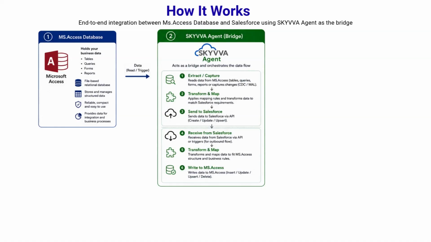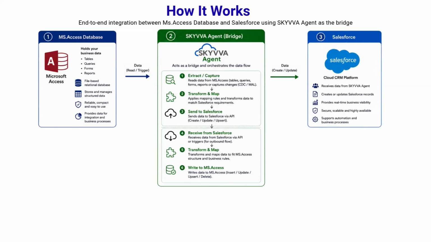Throughout both processes, the SKYVVA agent monitors the integration, records execution logs, and handles errors to ensure reliable data synchronization. Step 3. Salesforce. Salesforce receives the processed data from the SKYVVA agent through its APIs. Based on the integration configuration, Salesforce creates new records or updates existing ones.